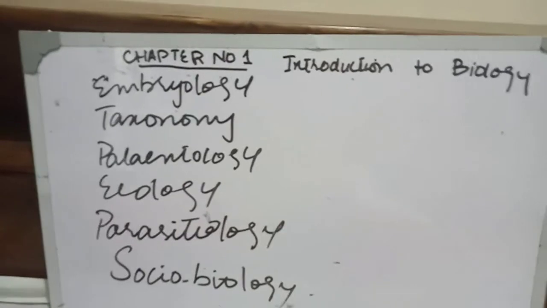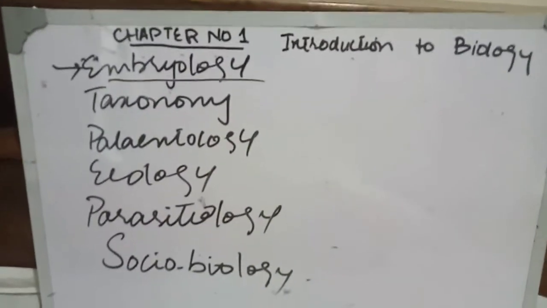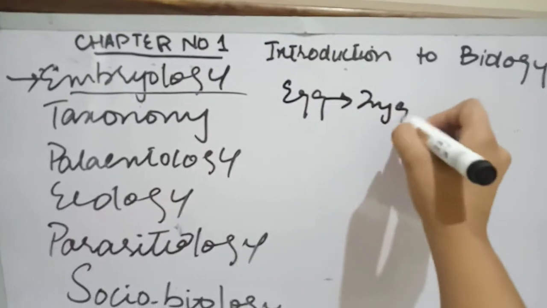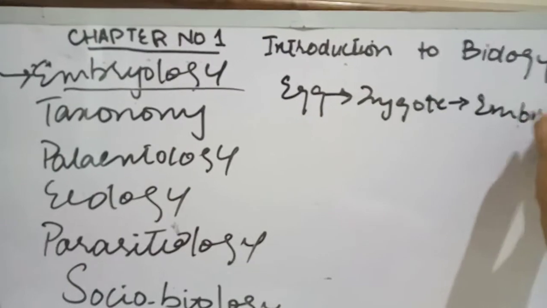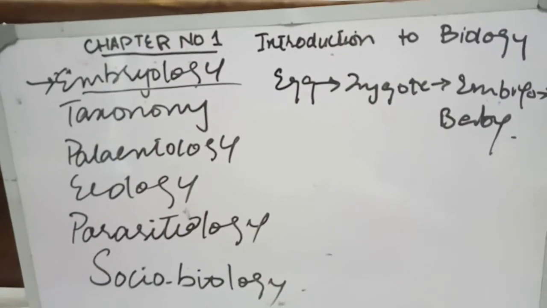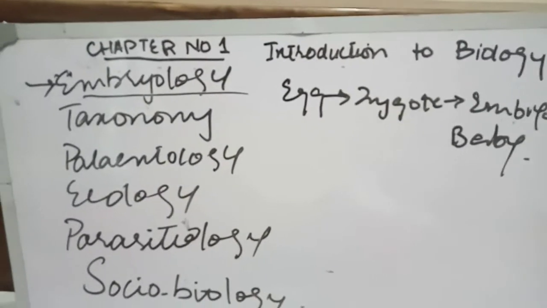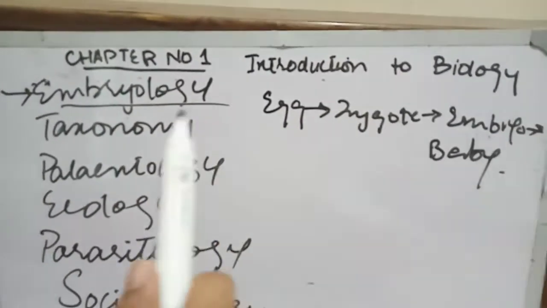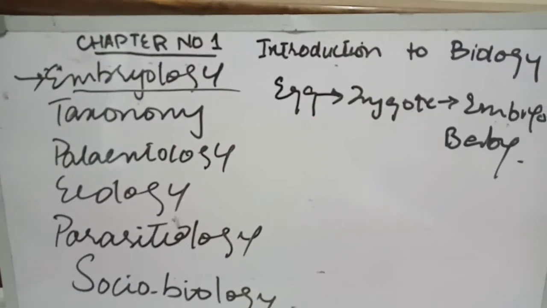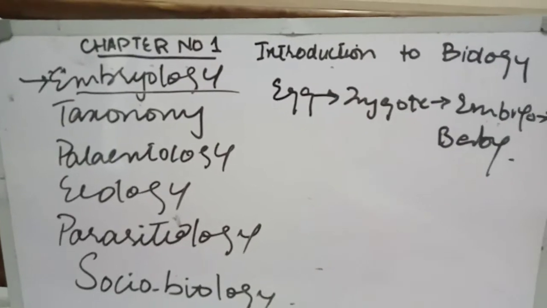Now we are moving towards other branches of biology, in which number one is embryology. What is embryology? The branch of biology in which we study the developmental stages: egg, zygote, then embryo. After the embryo, a stage came which is known as baby. It doesn't matter whether it is an animal or plant embryo. The study of the embryo is known as embryology, in which we study development of a new individual from the fertilized egg: cell growth, cell differentiation, and morphogenesis. Morphogenesis is the process that gives rise to tissues and organs.